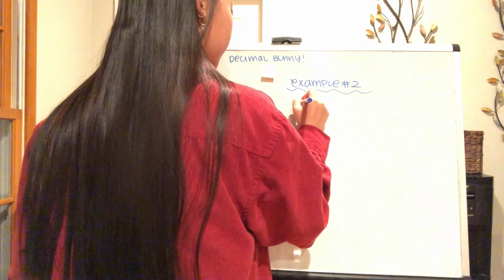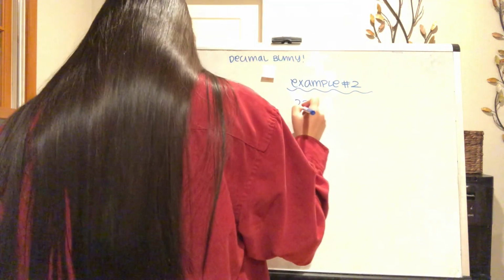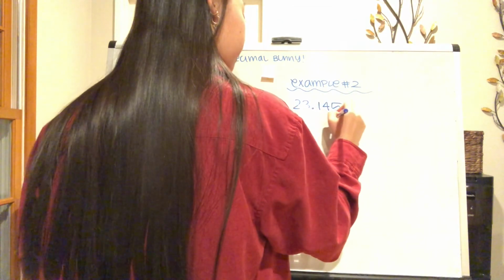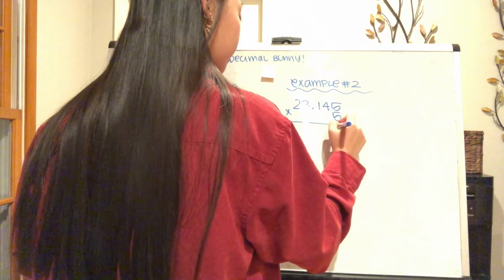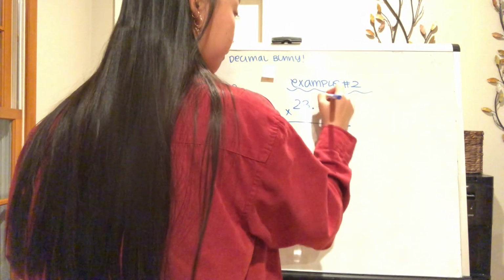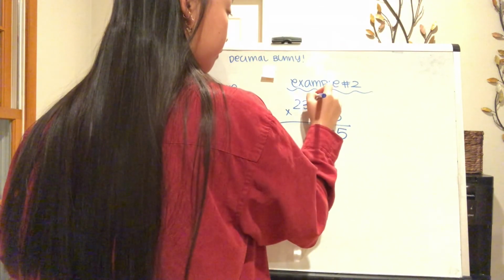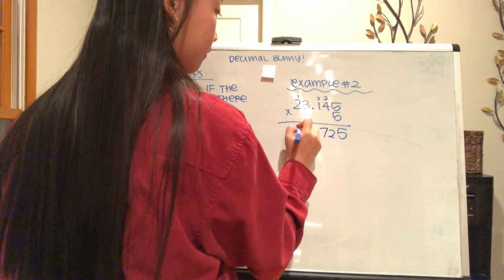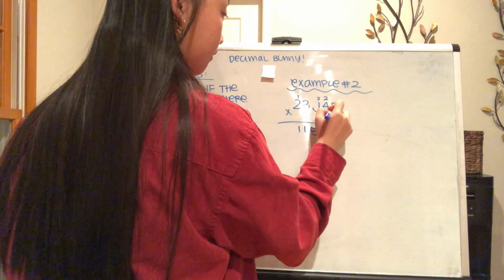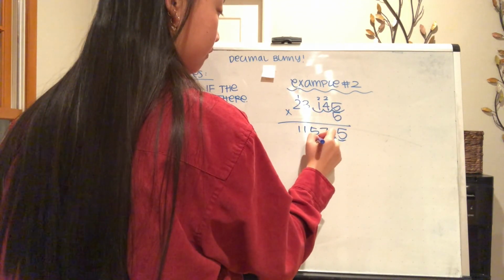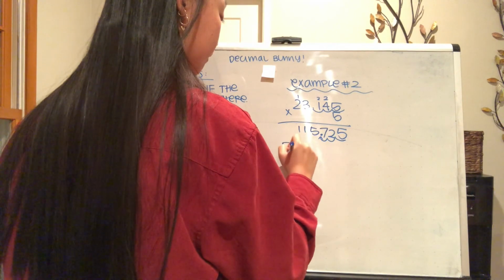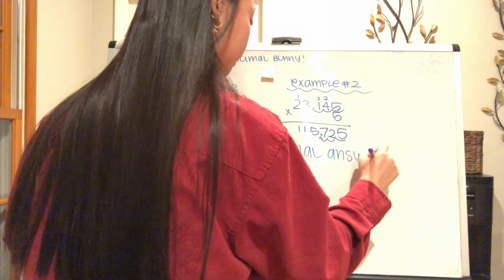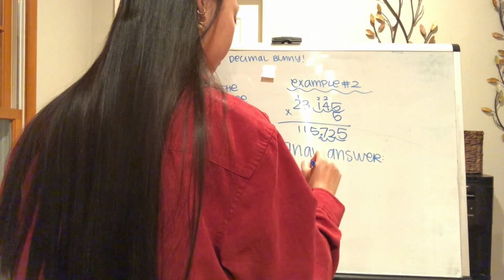Next, we're moving on to example 2. So we have 23.145 times 5. So you're going to multiply this out. 5 times 5 is 25, carry the 2. 5 times 4 is 20, plus 2 is 22, carry the 2. 5 times 1 is 5, plus 2 is 7. 5 times 3 is 15, write the 5, carry the 1. 5 times 2 is 10, plus 1. And now you're going to see how many spaces are to the right of the decimal point, and that has to be the amount on the answer. And so the final answer is going to be 115.725.